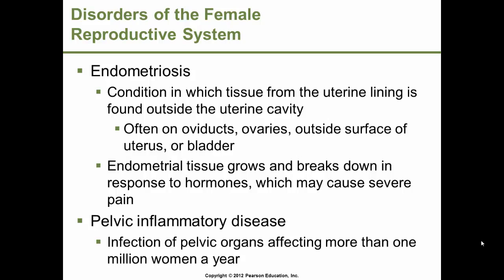Pelvic inflammatory disease is an infection of the pelvic organs. It affects more than 1 million women a year. It's caused by a variety of organisms, and pelvic inflammatory disease is just a general term for infection of the uterine lining, oviduct, or ovaries.